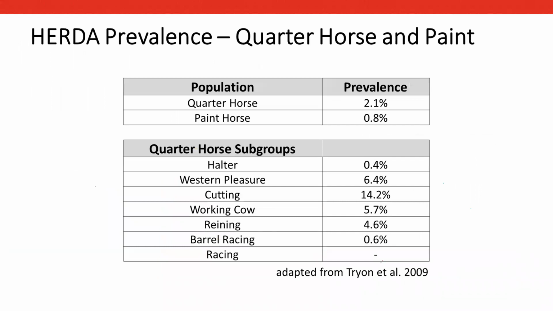So HERDA is prevalent in quarter horses and paints at a fairly low frequency. And in this instance, it's not in the halter horses. This is commonly found in cutting horse bloodlines. So about 14% of cutting horses were found to have a copy of this HERDA mutation.